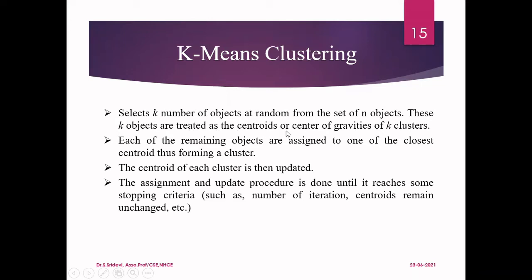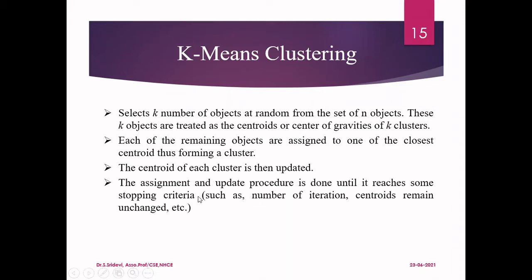With respect to the centroid, you are going to form the cluster. So each of the remaining objects will be assigned to the closest centroid, and it will be forming the cluster. Once you form the cluster, now to the newly formed cluster, you have to again calculate the centroid. So update the centroid for each cluster. Then after you update the centroid for each cluster, again cluster the objects. So this assignment and update procedure will be done until you reach some stopping criteria.